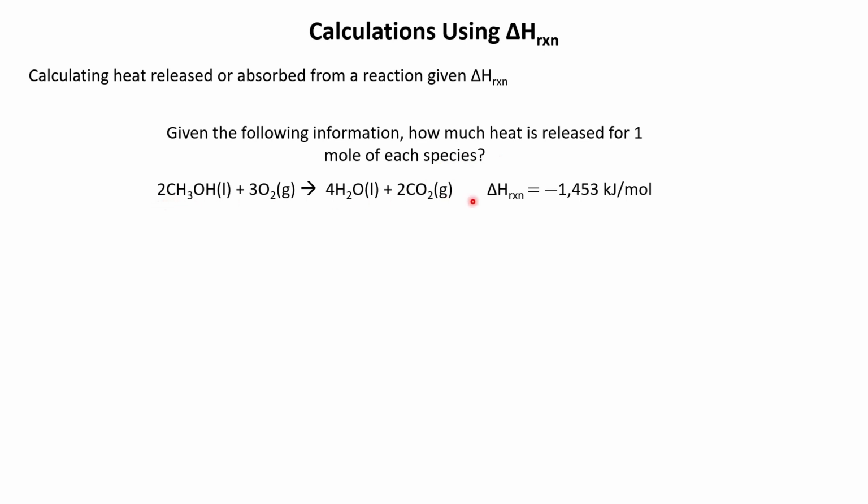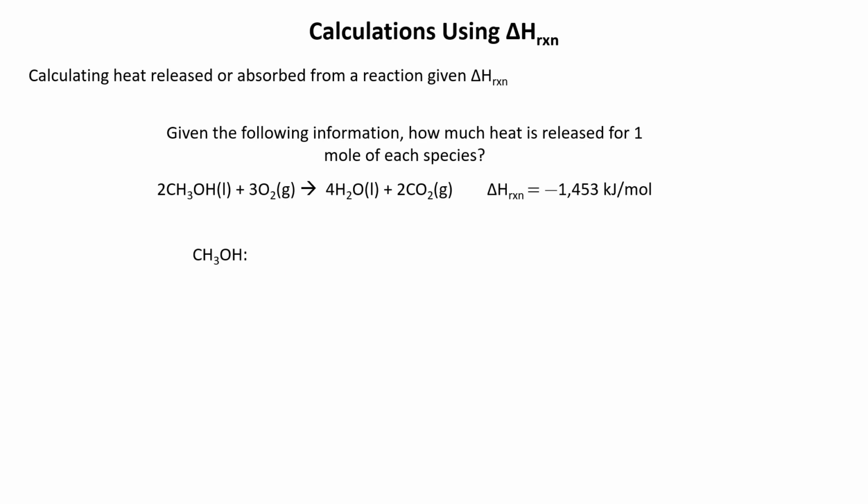So we're given a reaction and we're given an enthalpy of reaction. And what I want to know is how much heat is released if I have 1 mole of my methanol, my CH3OH, 1 mole of my O2, 1 mole of my water, and 1 mole of my carbon dioxide. So let's calculate this for all 4 of our species for this reaction. Let's start with our methanol, our CH3OH.